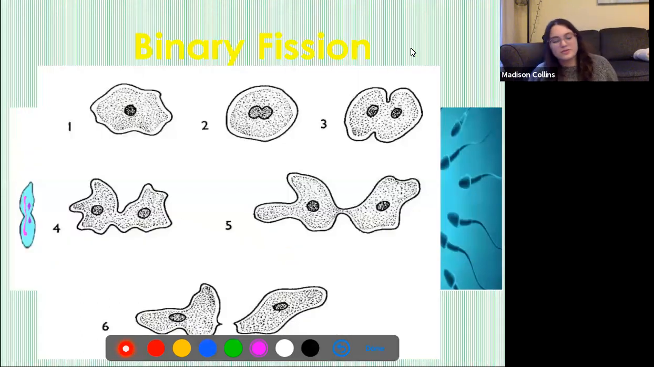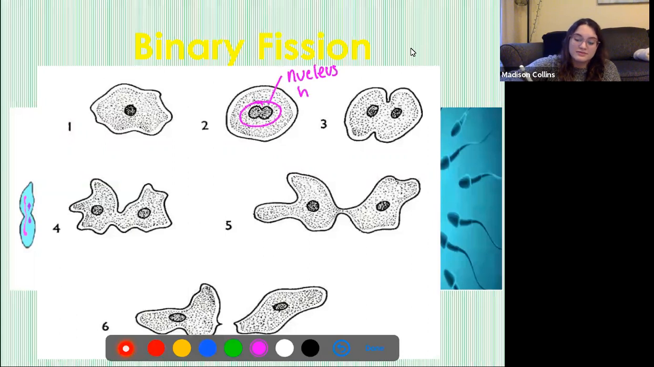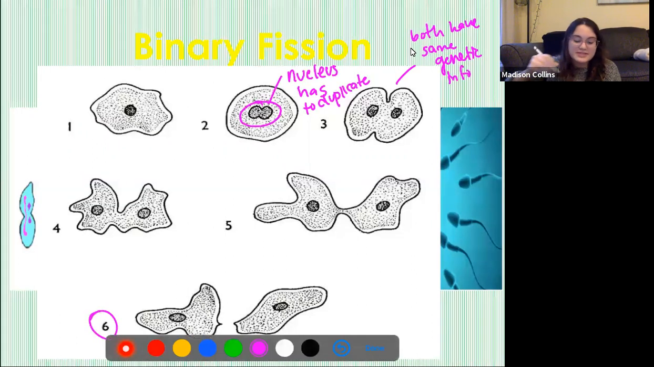Okay. Here is another picture of what that looks like. So this one cell is going to divide eventually into 2, but I want us to look specifically at step number 2 here. We see that in order for binary fission to happen, the nucleus has to duplicate. Okay, and why does this need to happen? Well, it needs to happen so that both cells have the same genetic information. Okay, and so eventually when we reach step 6 down here, those 2 cells have divided or pinched off into 2 equal cells that have the same genetic information.